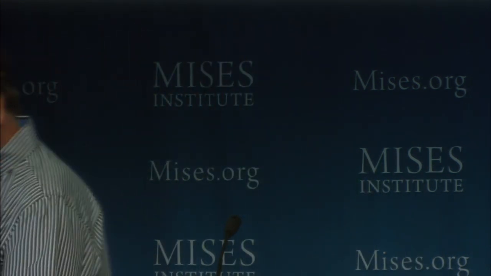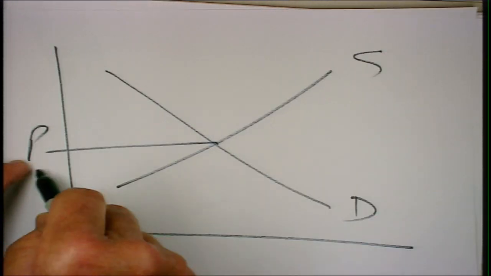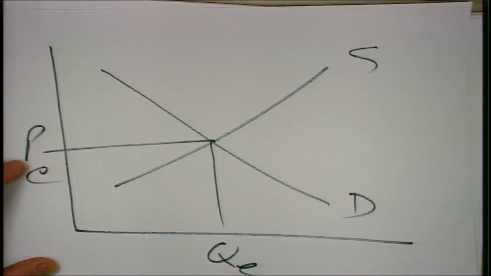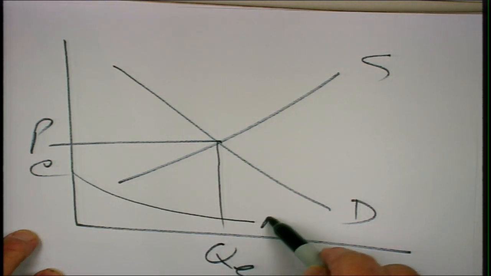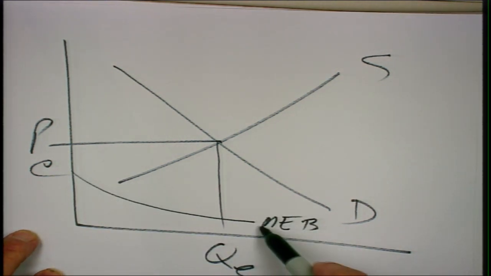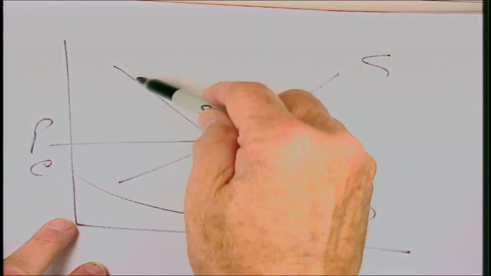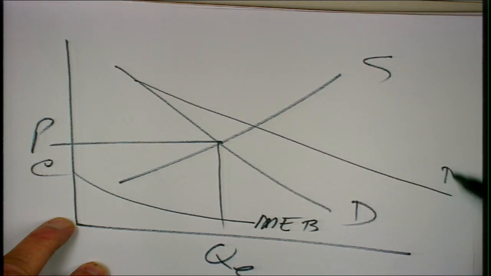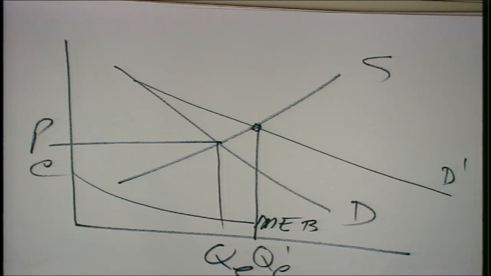The basic story that's told in the textbook is something like this in terms of supply and demand. There's a demand curve, a supply curve, equilibrium price and quantity. But with a positive externality, there's an additional benefit. You could call this a marginal external benefit curve here. And that should be added on to the demand curve, so that the real demand would be something like D prime, and the efficient equilibrium quantity would be higher, Q prime.